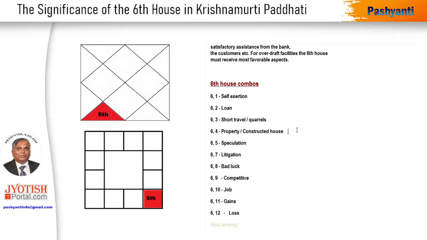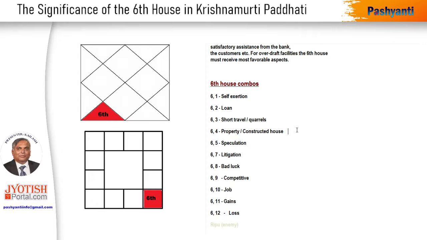So somebody is already owning that property. The builder is already owning that property. And when the builder lets go of or gives possession, then that property is acquired by you. So the sixth house is also involved.